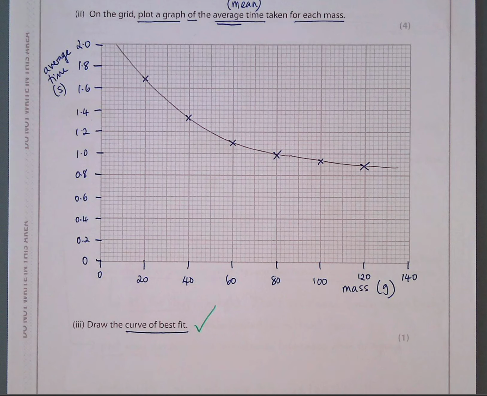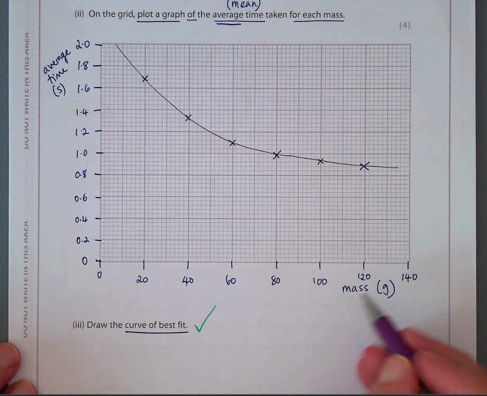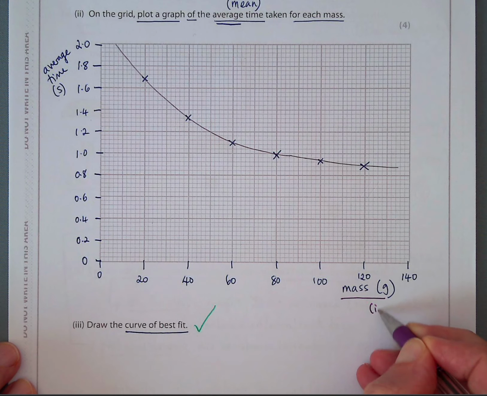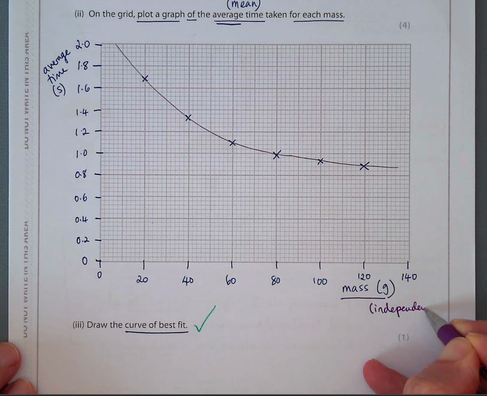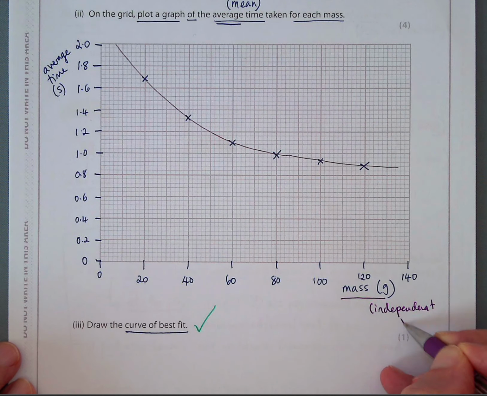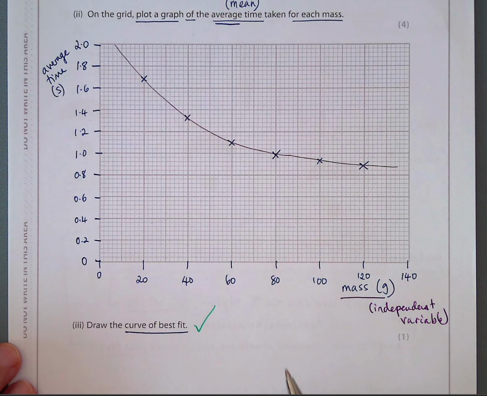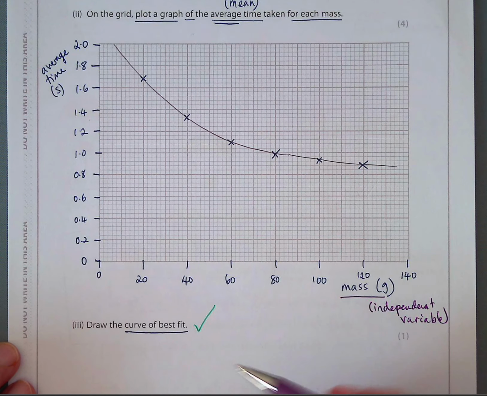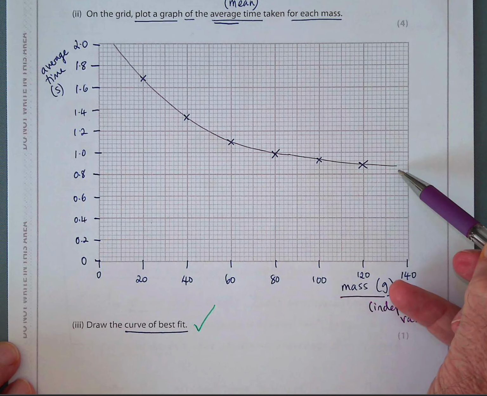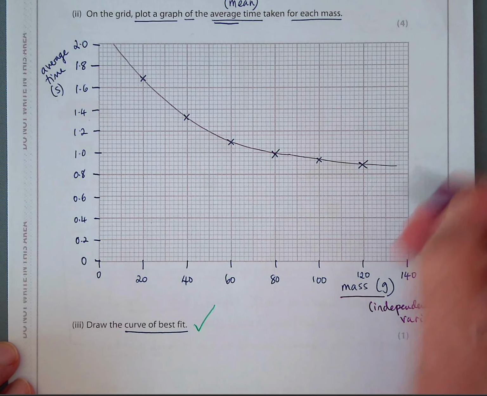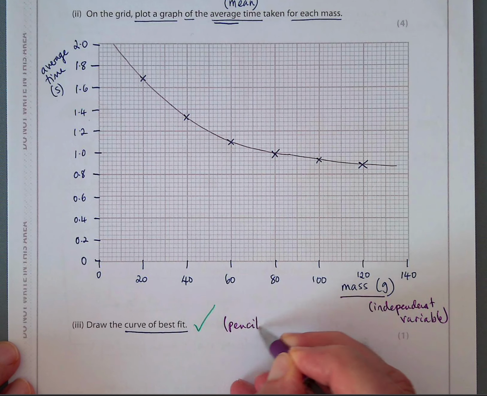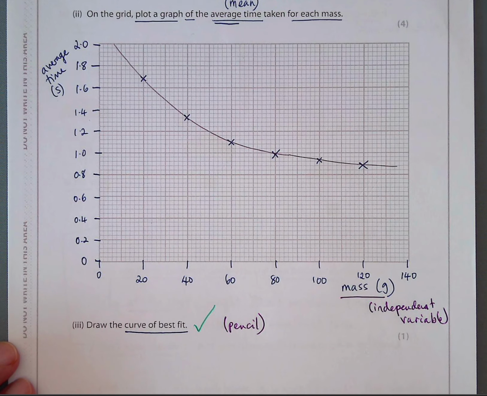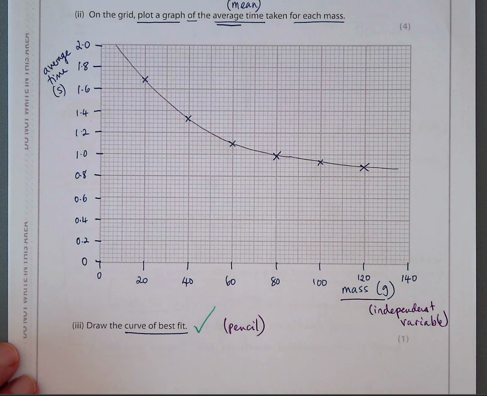Then you get your graph. I have plotted it. The mass is the independent variable, and that usually goes, that's the rule, on the horizontal axis. So mass is the independent variable, and the dependent variable must therefore be time, so plot a graph of the average mean time taken for each mass. Then you draw the curve of best fit, and you should really do all this in pencil. You need to have a sharp pencil. The number of students who came to the exam without full equipment was surprising to me, because you need to make sure you have everything you need.